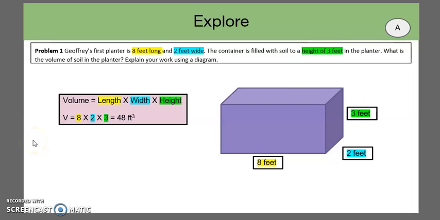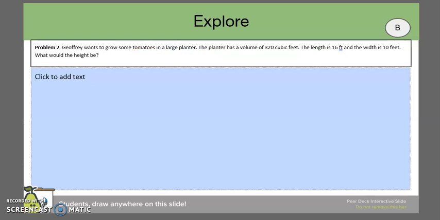Okay, we're going to go over another problem. In problem 2, Jeffrey wants to grow some tomatoes in a large planter. The planter has a volume of 320 cubic feet. The length is 16 feet and the width is 10 feet. What would the height be? So pause the video, think about how you would work through this problem, and just like in the first problem, try to draw a diagram that might be helpful for you to answer this task.